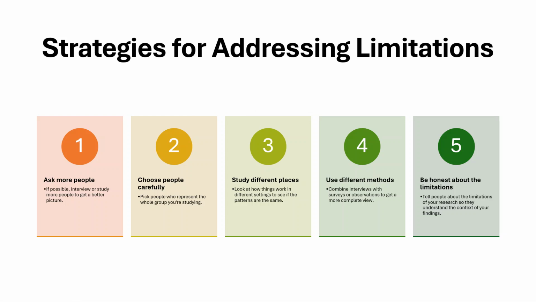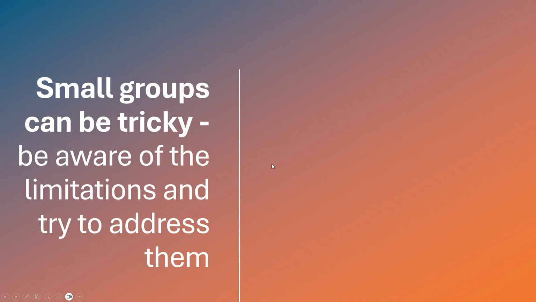And finally, be honest about the limitations. When you are discussing your research or writing about your research, tell the people who are going to read or listen to you about the limitations so they understand the context of your research findings. Be honest. Try and think about what those limitations are and how they are going to impact on what you can actually say about the larger group in your study.